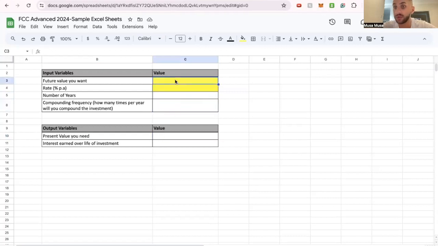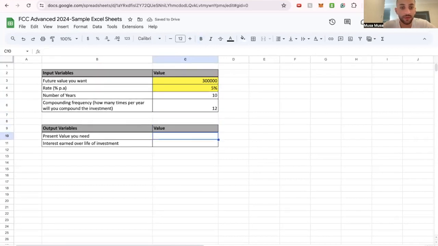So you decide on the future value that you want. For our example, we decided that the future value we wanted was 300,000. We also decided that the rate was 5%. The number of years, they already told us it's 10, so we can't change that number. And compounding frequency, so how many times per year will you compound the investment? 12, because it's per month, so it's 12 times a year.